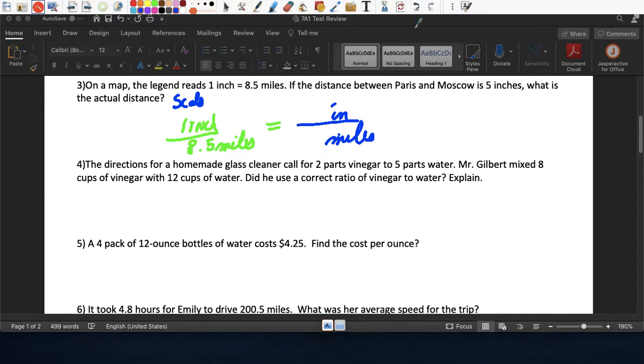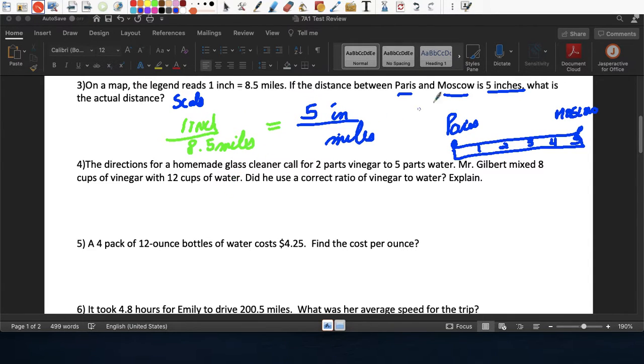So the distance between Paris and Moscow, two cities, is 5 inches on the map. Let's say this is Paris, in France, and Moscow is all the way here in Russia. You measure that with a ruler, and it becomes 1, 2, 3, 4, 5 inches. So what is the actual distance in real life? I'm going to put 5 over here. I shouldn't have used Moscow. I made this question up, so definitely not Moscow.